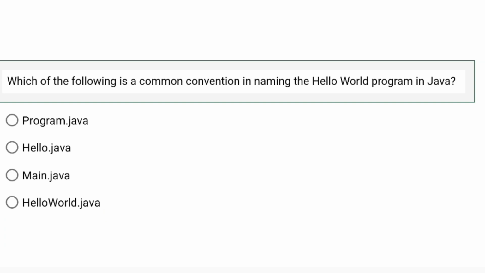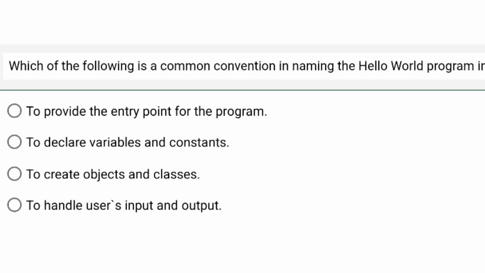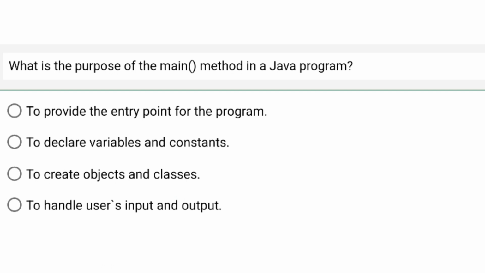Next question. Which of the following is a common convention in naming the Hello World program in Java? Option A, program.java, B, hello.java, C, main.java, D, helloworld.java. The correct option is option number D, helloworld.java.